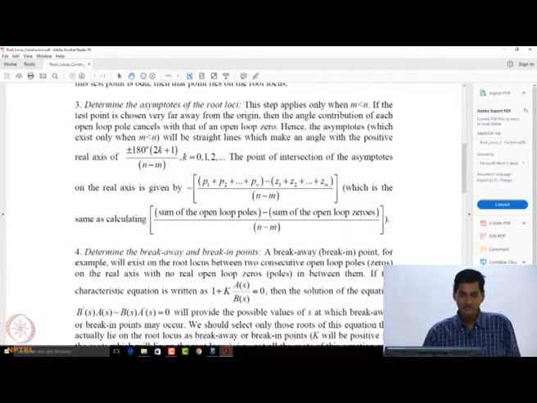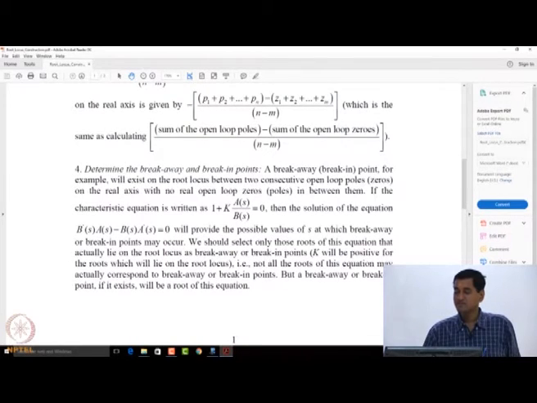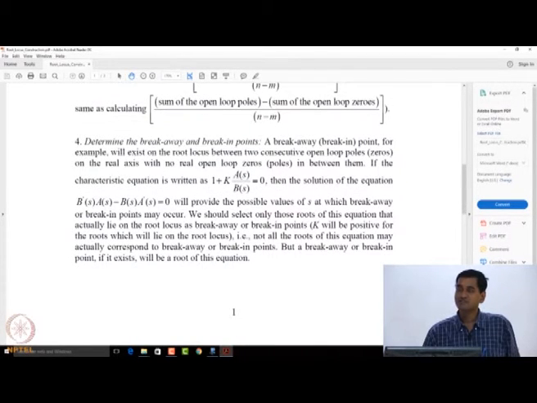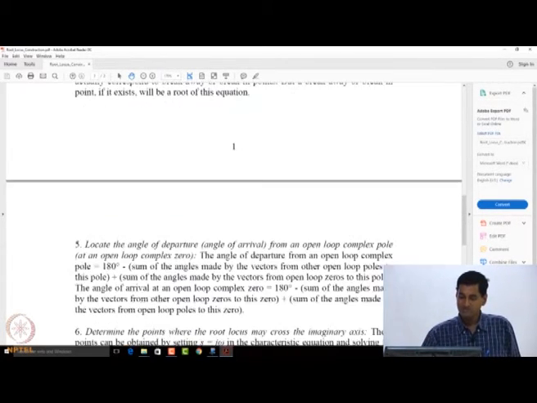That was step 3. Step 4 was to figure out potential breakaway or break-in points. We discussed when breakaway and break-in points could occur, and we figured out that at a breakaway or break-in point we are going to have a repeated pole. If a polynomial has a repeated root, that root satisfies the first derivative equals 0. That is the concept we use to figure out breakaway and break-in points.